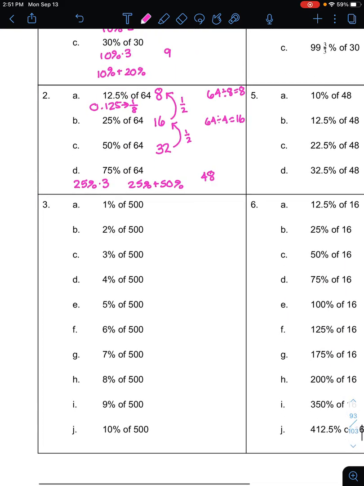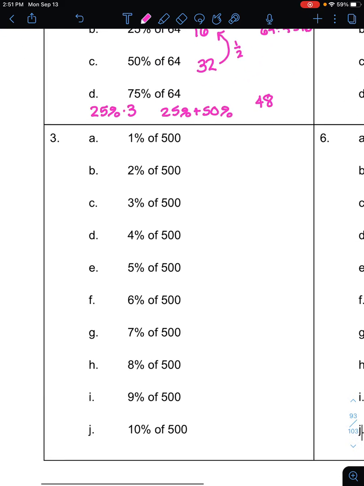All right, see what you could do with section 3. Pause the video. Come back when you're ready to learn how to do it. If you don't know how to do it, just keep watching.